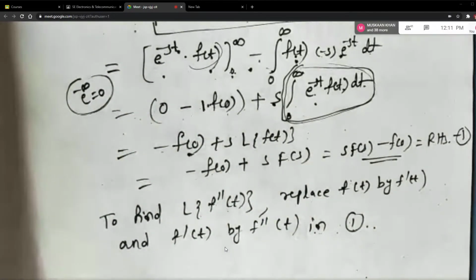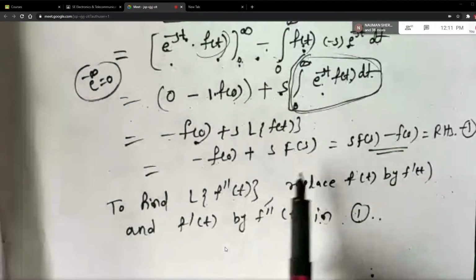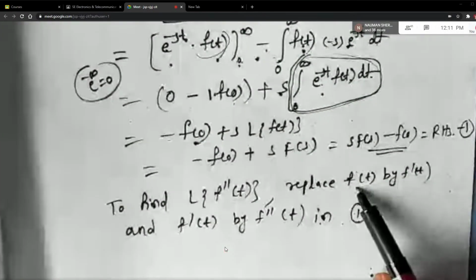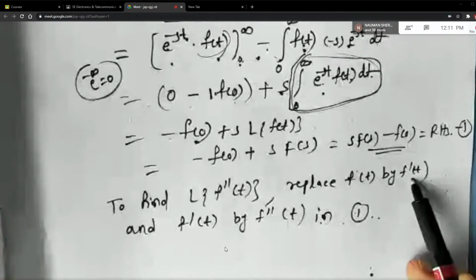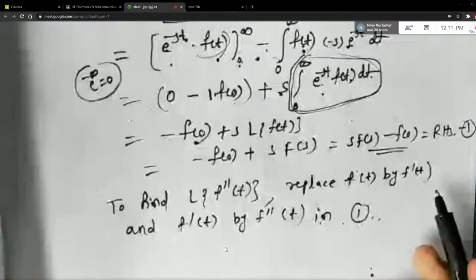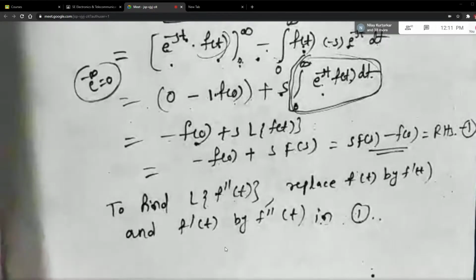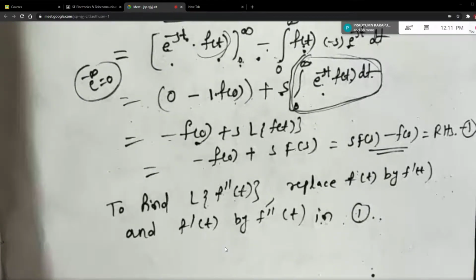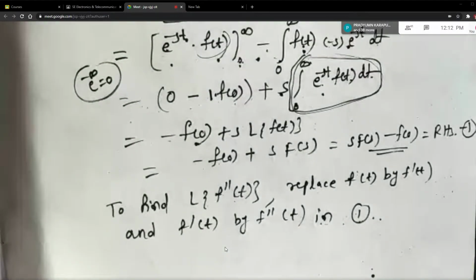Now suppose you want to find out Laplace of f double dash of t. You take the same formula, replace f of t by f dash of t, and f dash of t by f double dash of t, that's all. You are getting the L of f double dash of t formula. So in the same formula you have to make the changes.